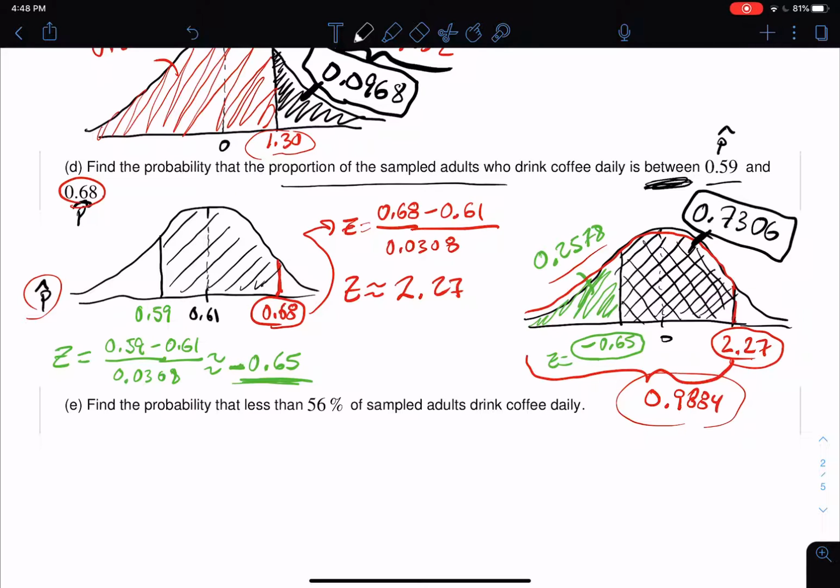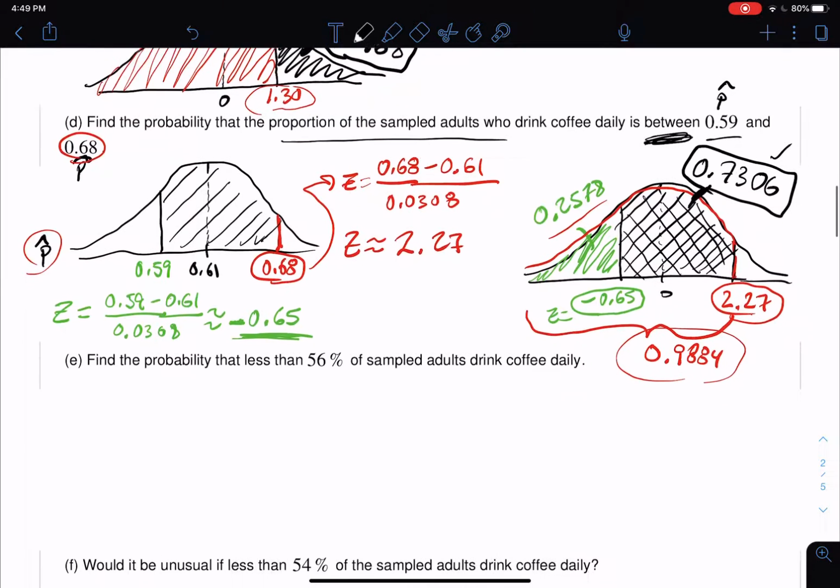Okay, find the probability that the proportion of the sampled adults who drink coffee daily is between a sample proportion of 0.59 and a sample proportion of 0.68. And we did it. The probability is 0.7306. Let's do the next one, E.